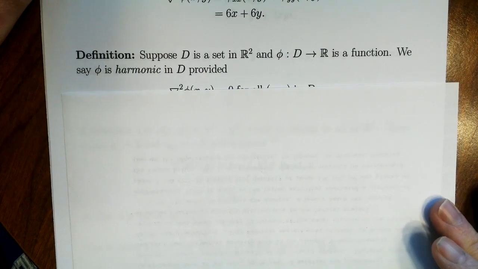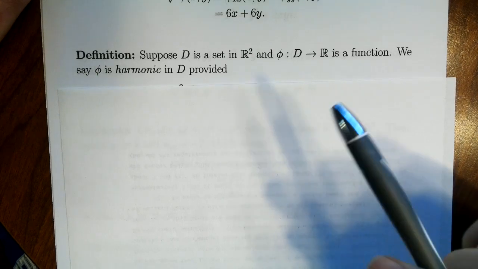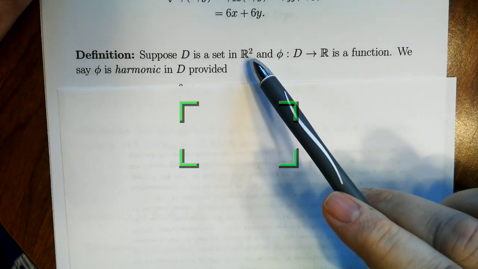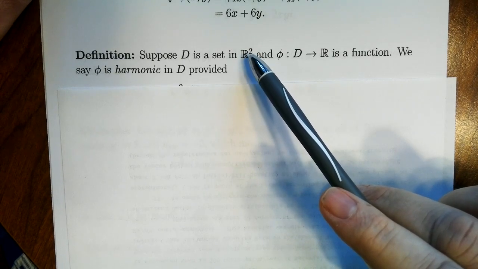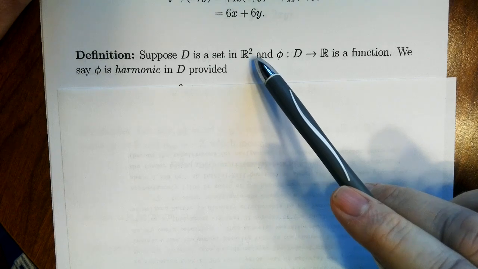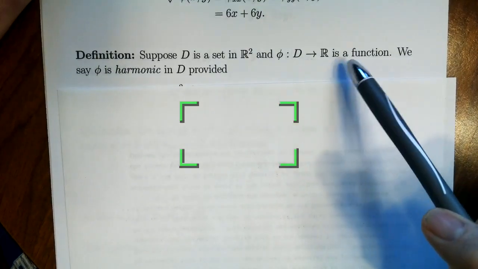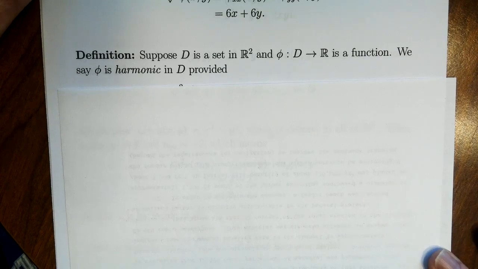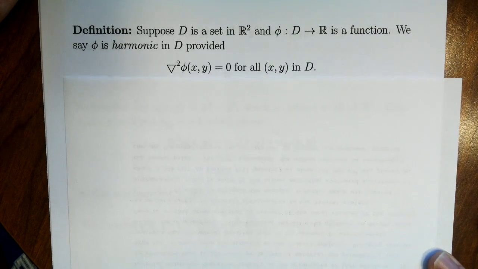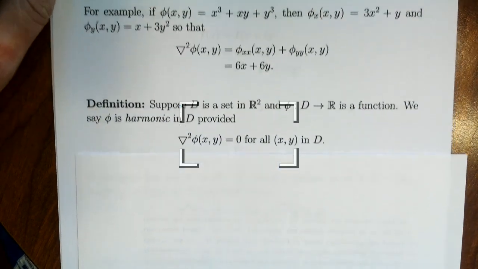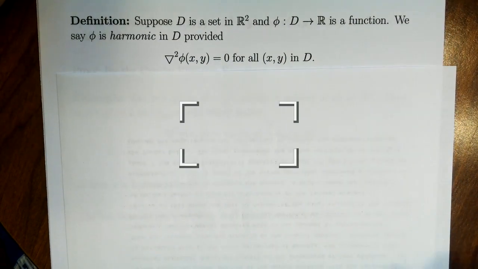Now here's the new definition. Suppose we have a set D in R2. Of course we can identify R2 with the complex plane, but we're thinking of a function defined in R2. Suppose that phi is a function defined on D. Again, it's a multivariable calculus function. We say that phi is harmonic on D, provided its Laplace operator is equal to 0 in D.